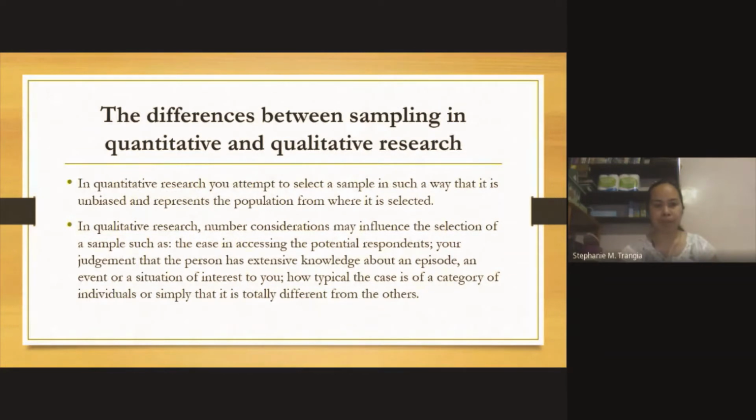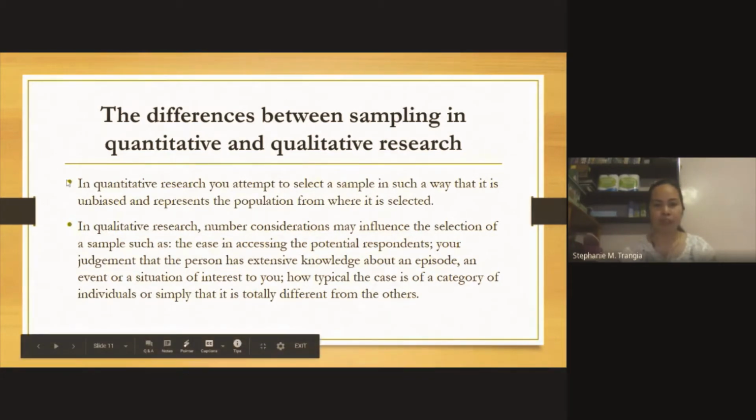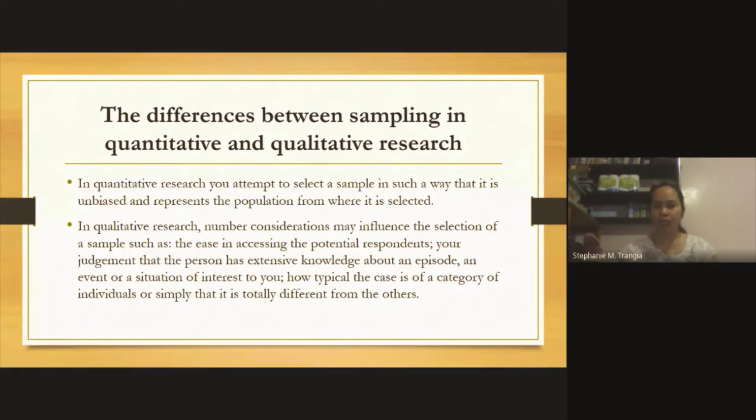Okay. So, the differences between sampling in quantitative and qualitative research. In quantitative research, you attempt to select a sample in such a way that it is unbiased and represents the population from where it is selected. So that is the concern in quantitative research. You should have a list, then usually we use random sampling to select our samples based on our population. So that is the concern of quantitative research. As much as possible, we try to avoid biases in selecting our respondents. That is in quantitative research.